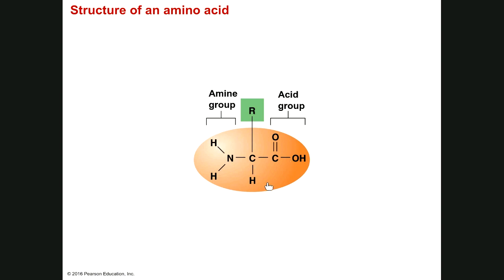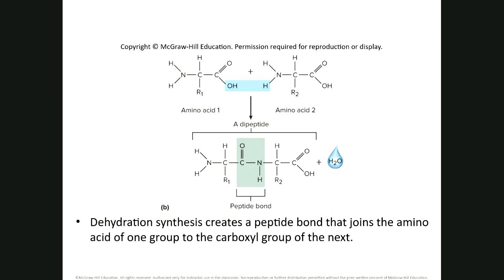So what's going to happen when the amino acid joins with another amino acid during dehydration synthesis is that the acidic group of this amino acid, for example, is going to bond together with the amine group of the next amino acid, which is not pictured here. And that would be called a peptide bond. And here's a picture of a peptide bond being formed.